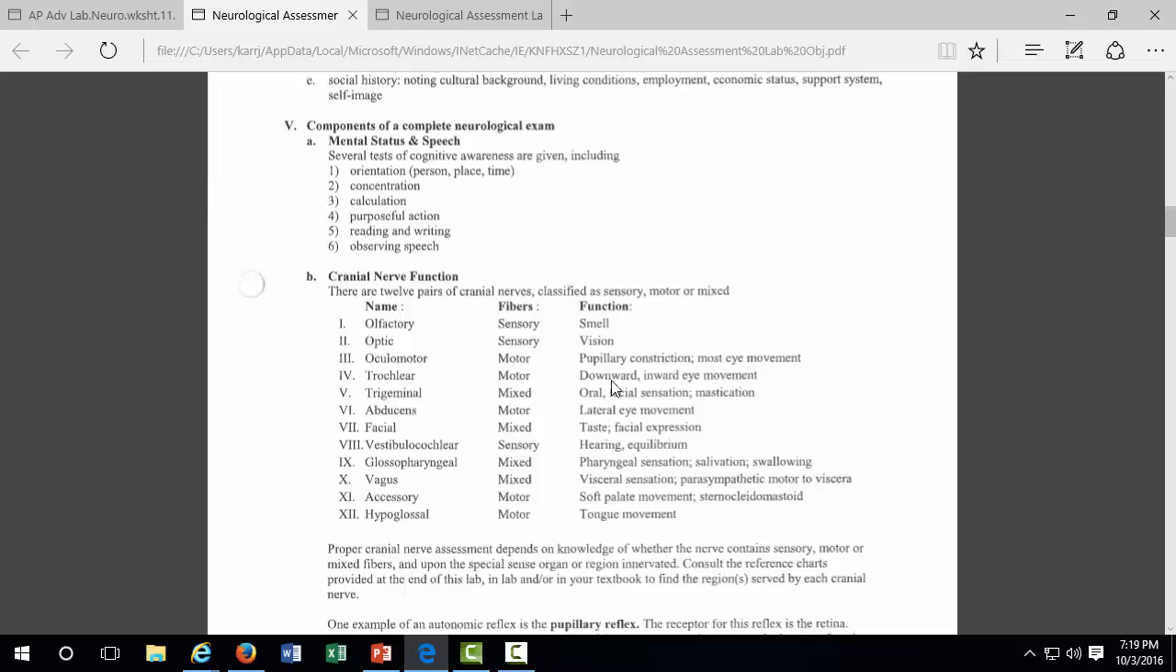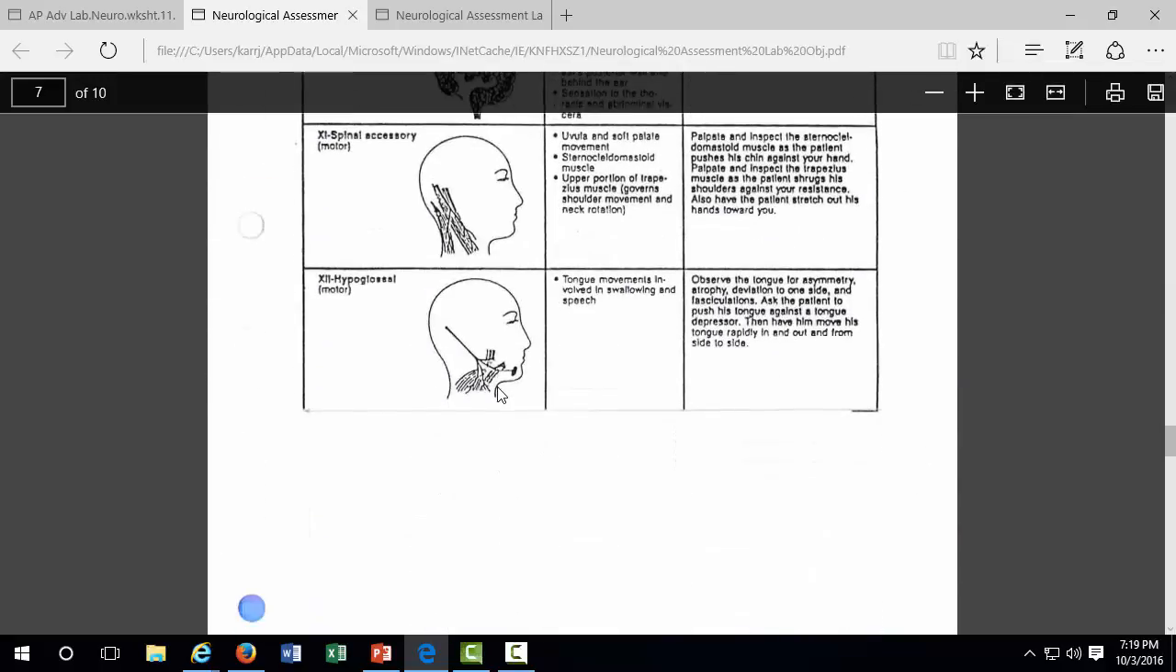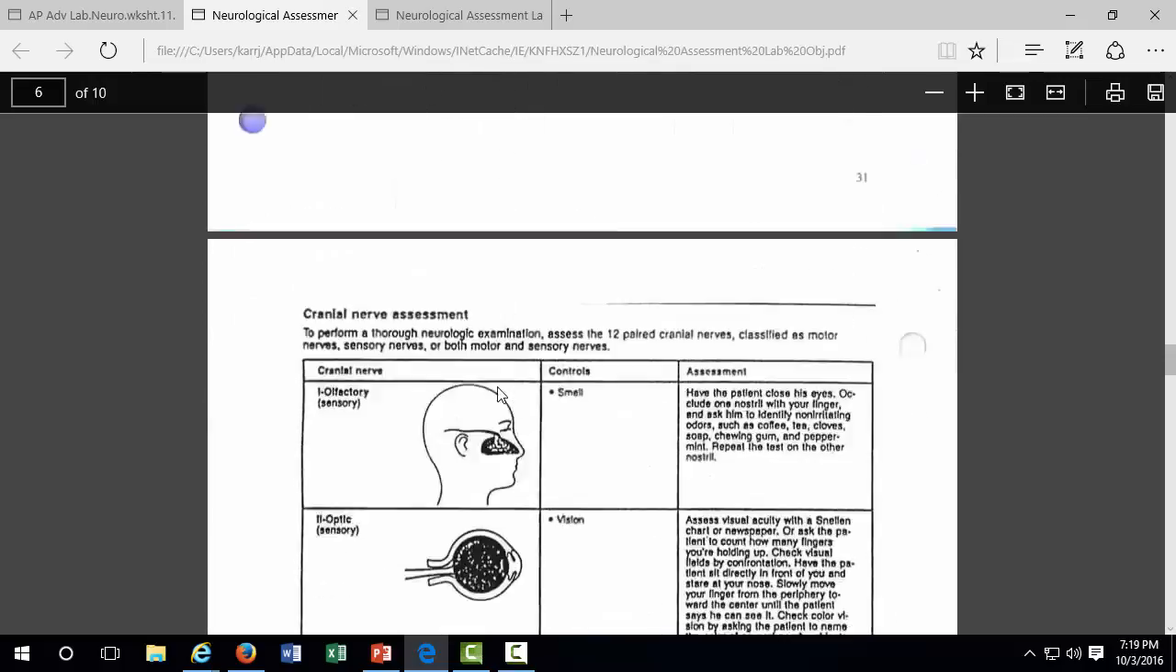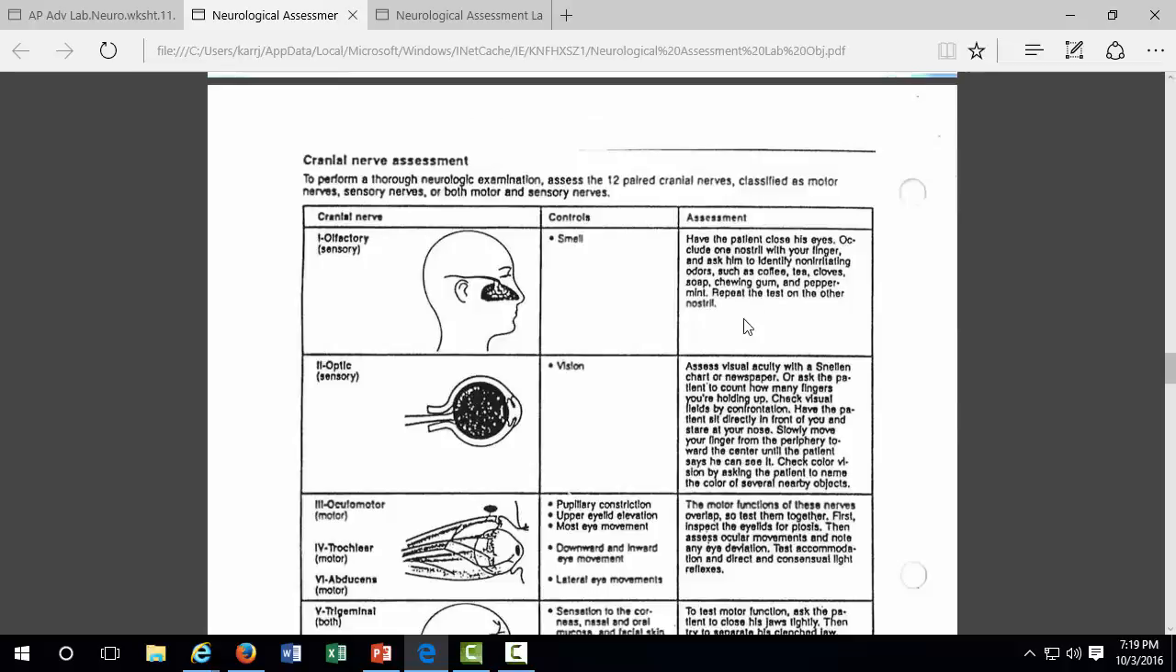And again, if you look at the pages in the back of this particular lab, it tells you the nerve, what kind it is, sensory, what it controls, and how you would assess it. So if you can come up with a basic assessment for each one of these cranial nerves using this table, that'll set you up for knowing how to do that neurological exam, looking for that cranial nerve function.